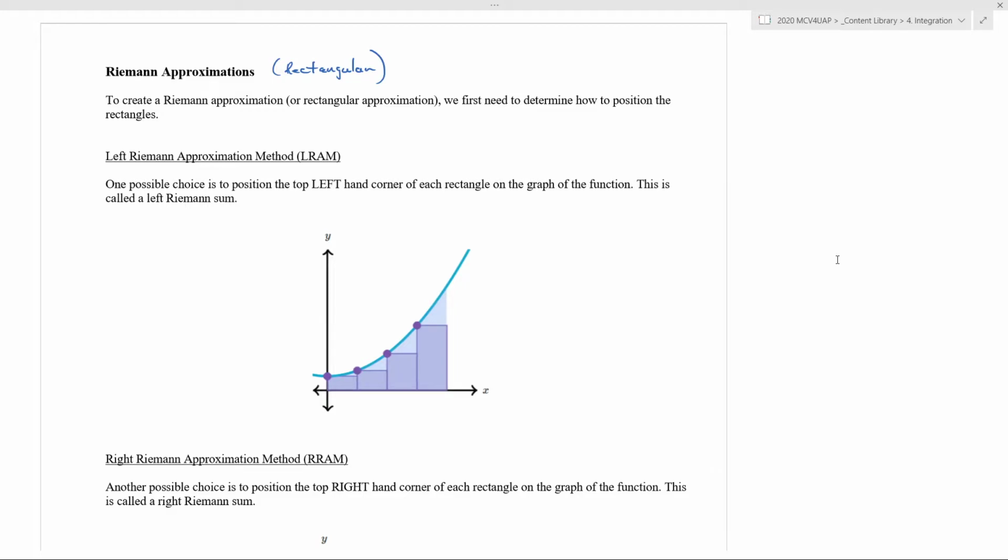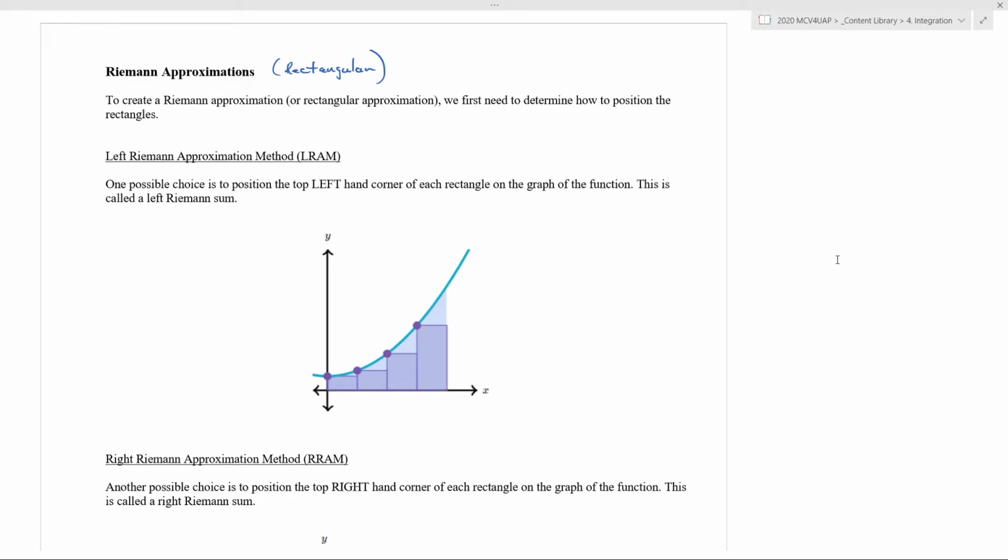So you can see in the diagram there, we used 4 rectangles, but the top left-hand corner of each rectangle is on the graph of the function, and that is what gives us the height of each rectangle. So you can see those top left-hand corners, you can measure the height to those dots from the x-axis. That would be the height of each rectangle. That's if we use the top left-hand corner.